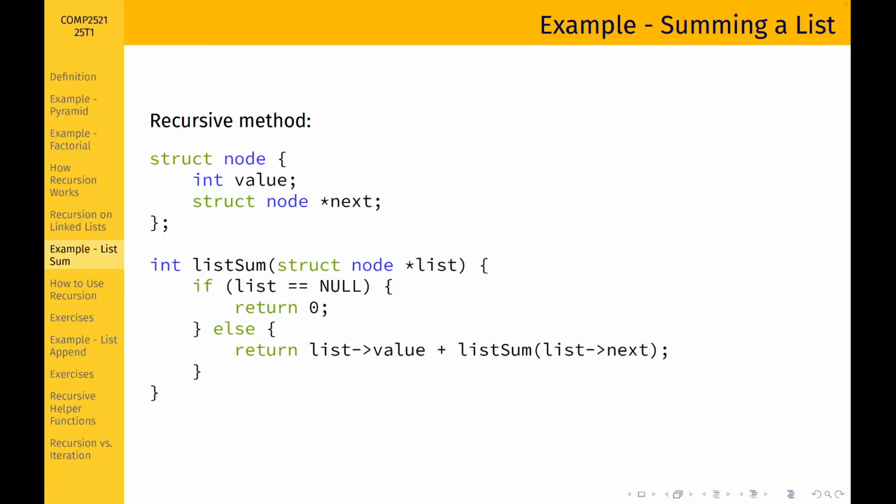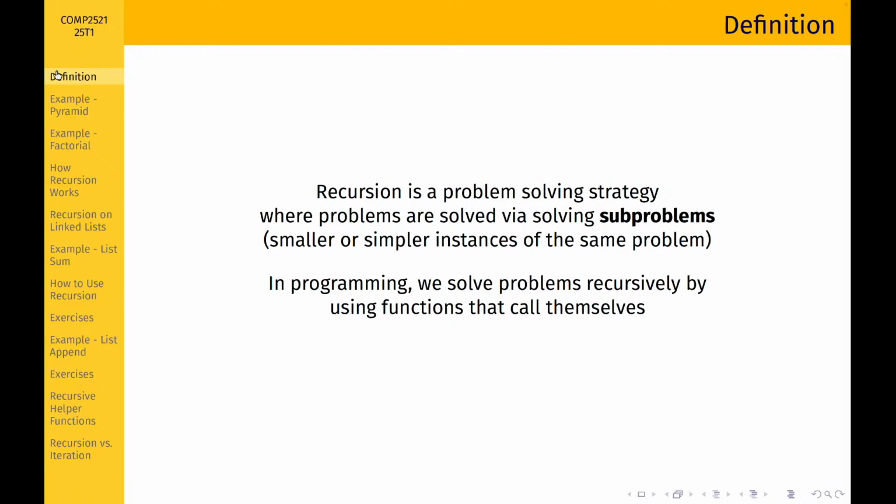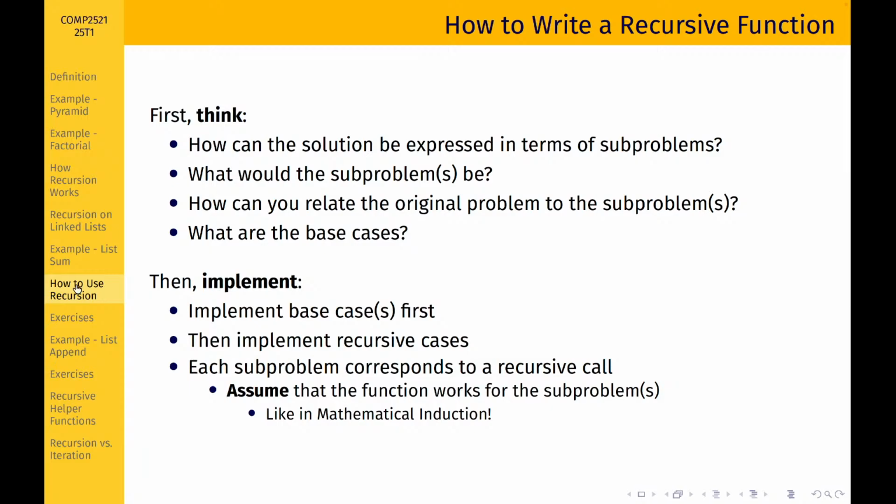So when we're solving problems recursively, I don't want you to think of it as we have a version of the solution that uses a loop, and we want to convert it into a recursive function. Don't think of it like that. Remember what recursion is. Recursion is where we solve problems via solving smaller versions of the same problem. So try to think about how can I solve this problem in terms of a smaller version of the same problem. So here's my advice for writing a recursive function.